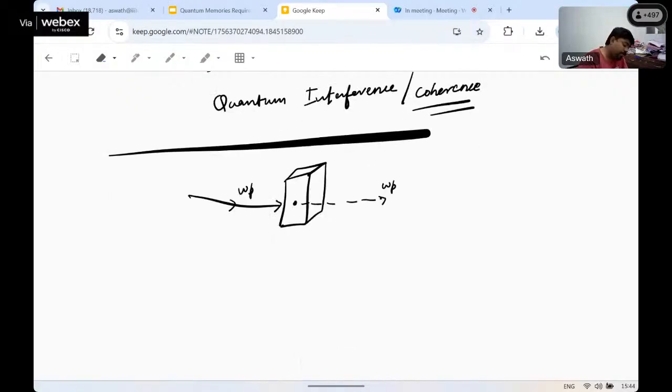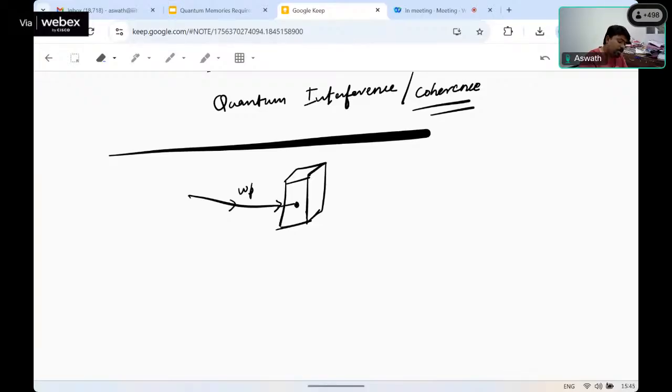The moment I take a very strong coupling field, omega c, that hits exactly at the same spot, what happens? Sorry, it is the other way around. Let's say there is a field. Initially, there is a field which is incident.